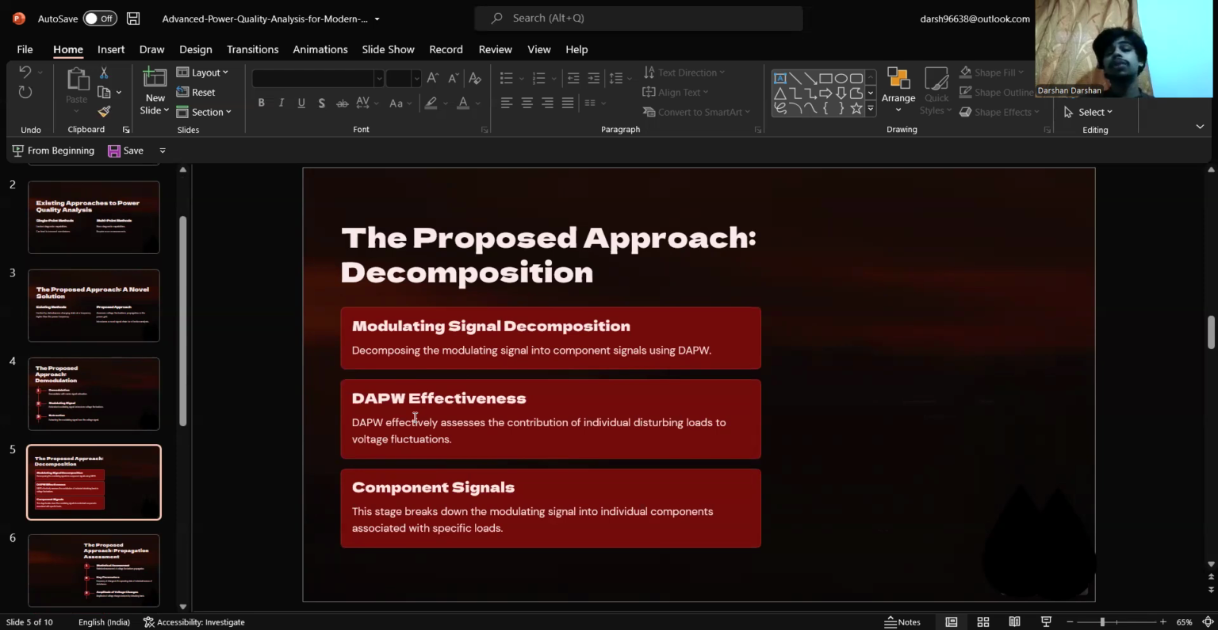When it comes to decomposition, we have modulating signal decomposition, DAPW effectiveness, and component signals. In modulating signal decomposition, we decompose the modulating signal into component signals using DAPW. DAPW effectiveness assesses the contribution of individual disturbing loads to voltage fluctuation. Next, in component signals, this stage breaks down the modulating signal into individual components associated with specific loads.